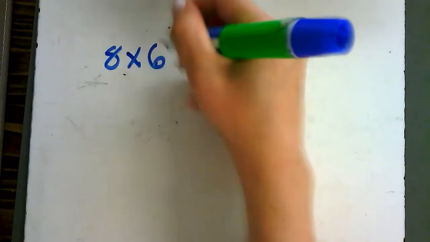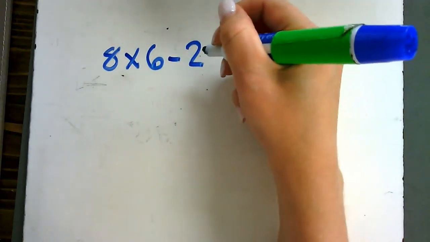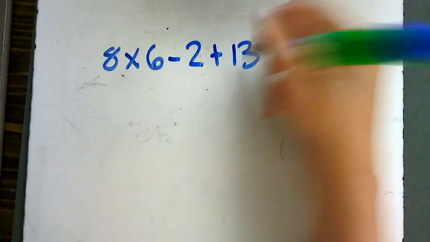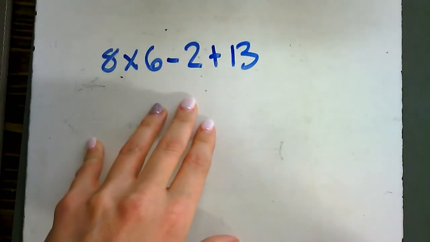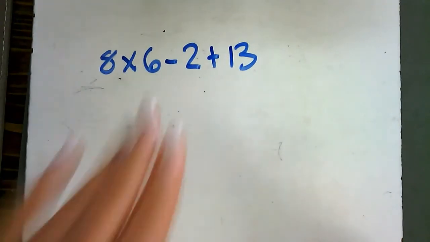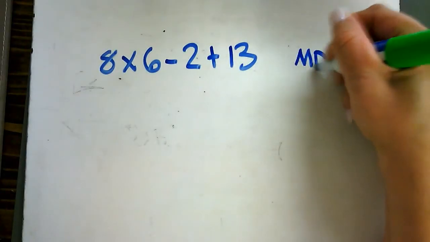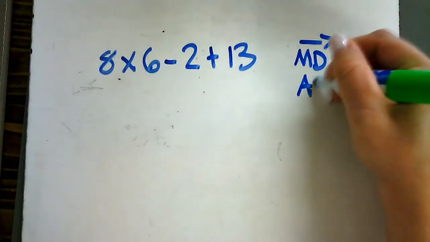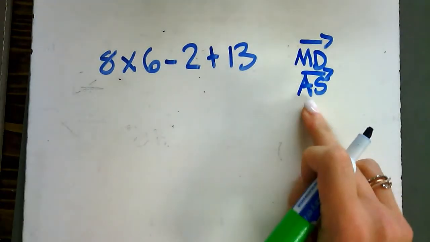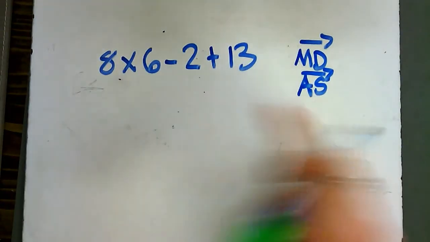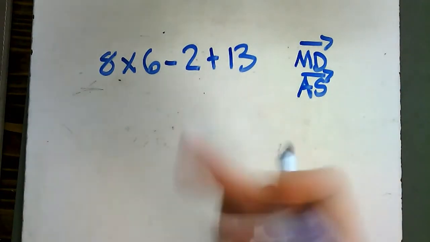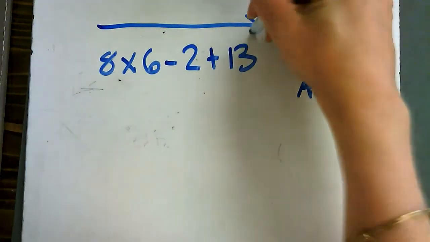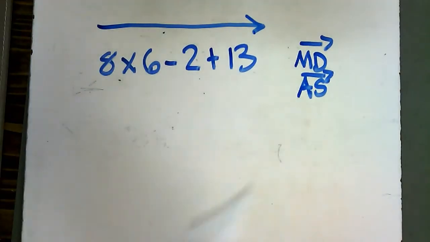8 times 6 minus 2 plus 13. The very first thing I'm going to do, and I'm probably going to need to do this on a separate sheet of paper, because it's not going to fit in that little box on our homework. On my separate sheet of paper, I'm going to write multiplication and division from left to right, and addition and subtraction from left to right. I have to write this every single time I solve a problem, because it reminds me how to solve my problem. And just to help me, I'm going to draw an arrow like this to remind me to always go from left to right.